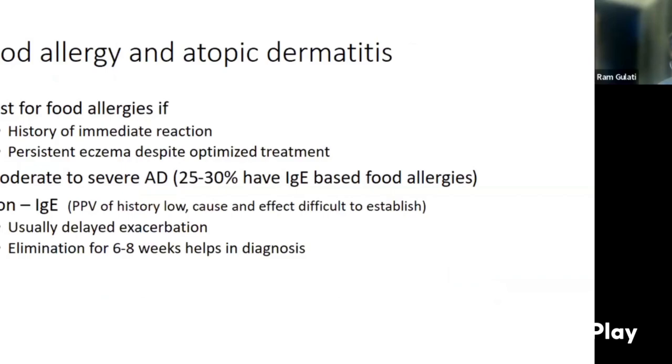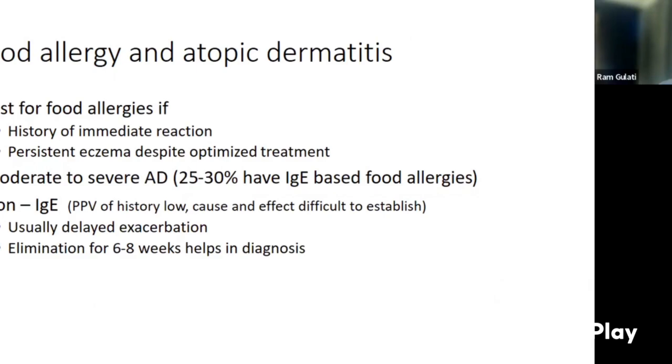You don't have to look at food allergy in all patients routinely. You have to test for food allergy in children with atopic dermatitis who have moderate to severe eczema. It has been shown that about 25 to 30% of moderate to severe eczema have IgE-based food allergies. So here the testing or the lab can help. If you have a history of immediate reaction or a persistent eczema despite optimized treatment, you check for food allergy. The food allergy can be IgE-based or non-IgE-based.